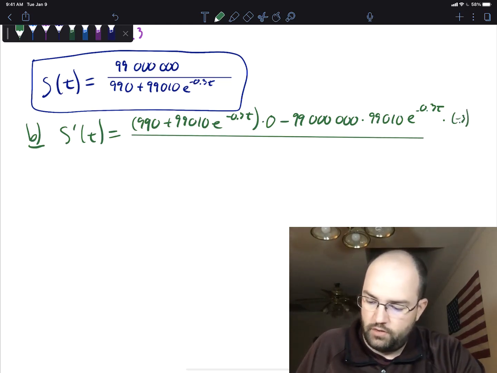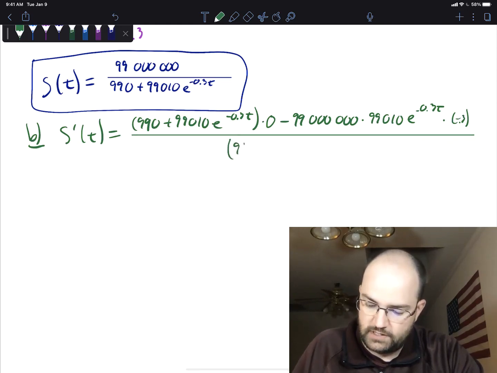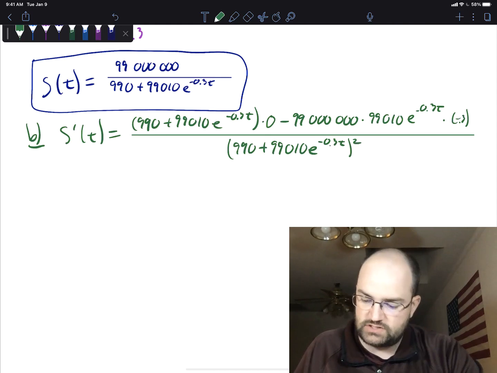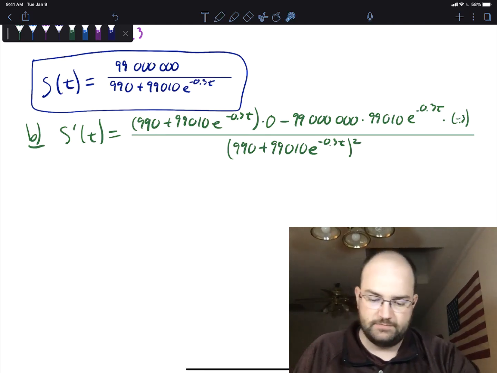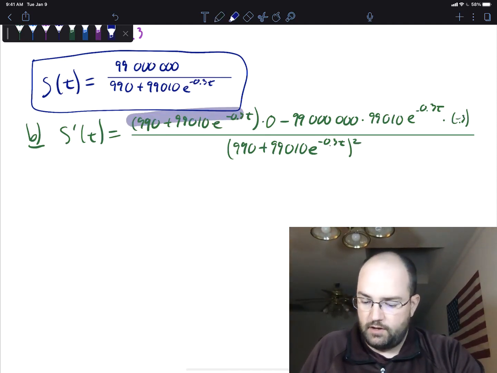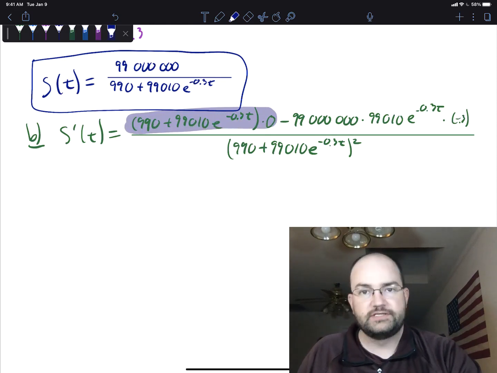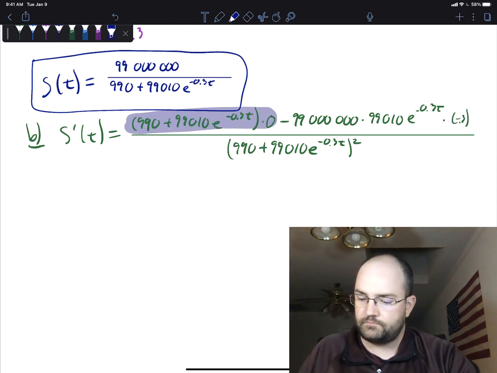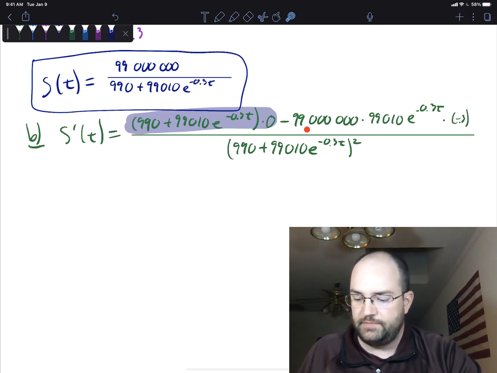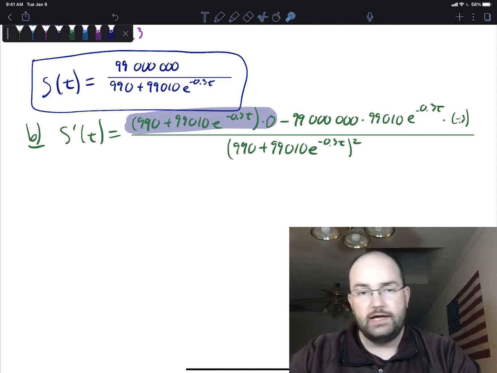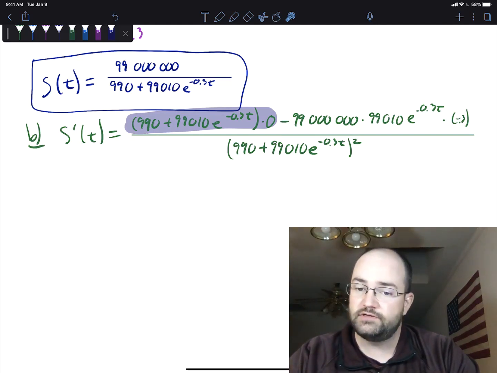Then all over the denominator squared. So 990 plus 99,010 e to the negative 0.3t, squared. Excellent. Now notice that all of this is just going to go to 0 because 0 times anything is 0. Over here, negative 99 million times 99,010 times negative 0.3. I have no idea what that is off the top of my head, but I do know that it's positive. So let's type that in.